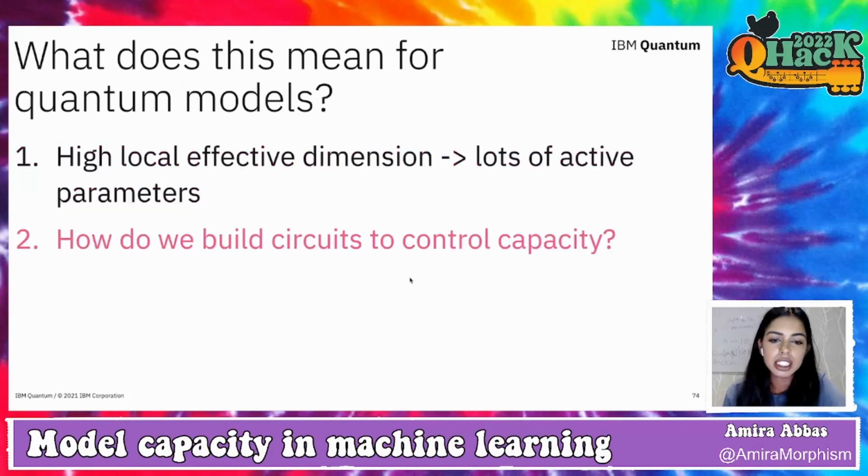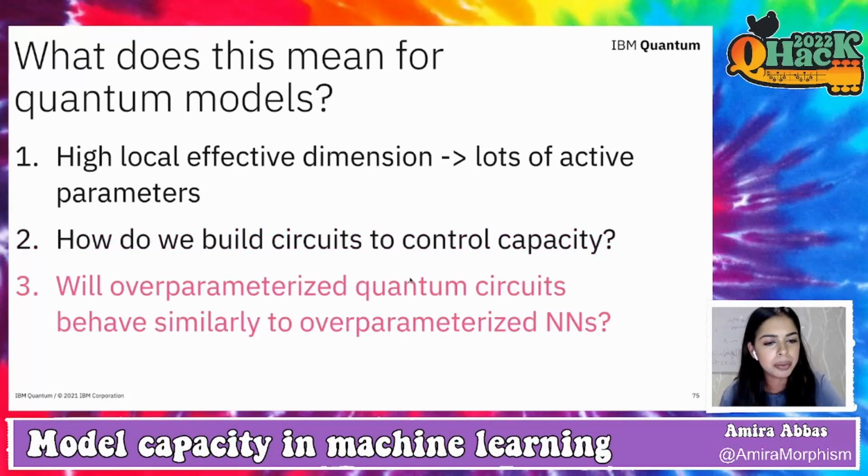And so the next question is, how do we build and construct quantum circuits to control capacity, to control this local effective dimension, such that we have a good balance in this bias-variance trade-off, this under and overfitting regime? And will overparameterized quantum circuits even behave similarly to overparameterized neural networks? Because overparameterized, or very, very deep, neural networks exhibit very interesting and strange behavior.